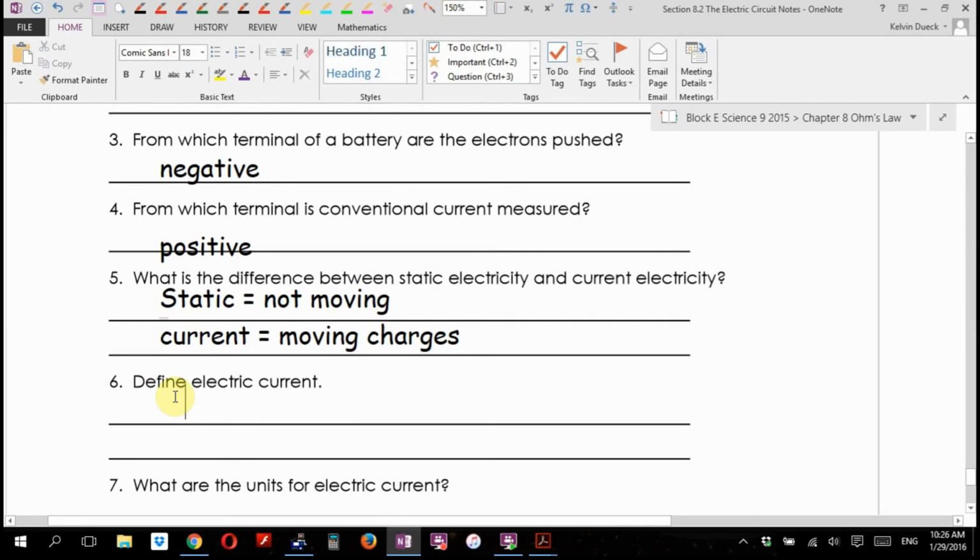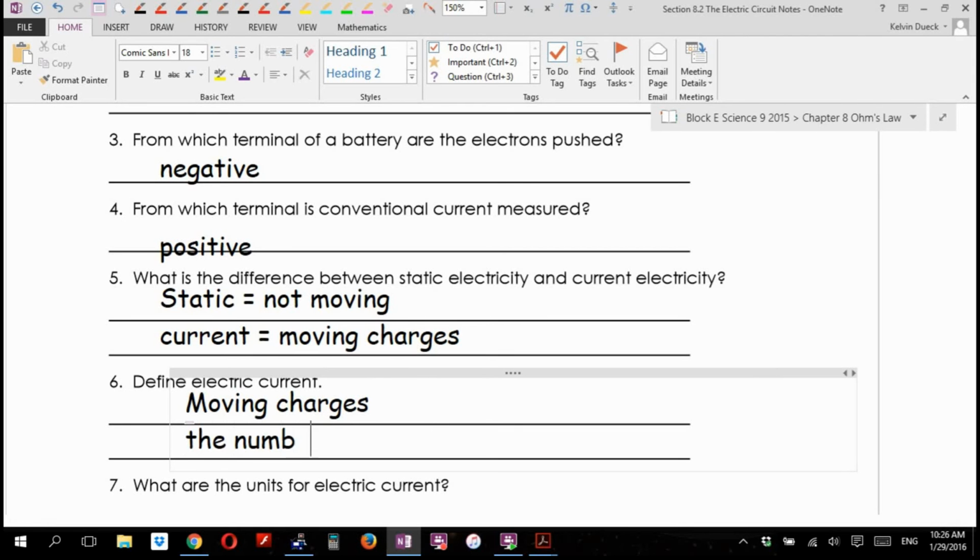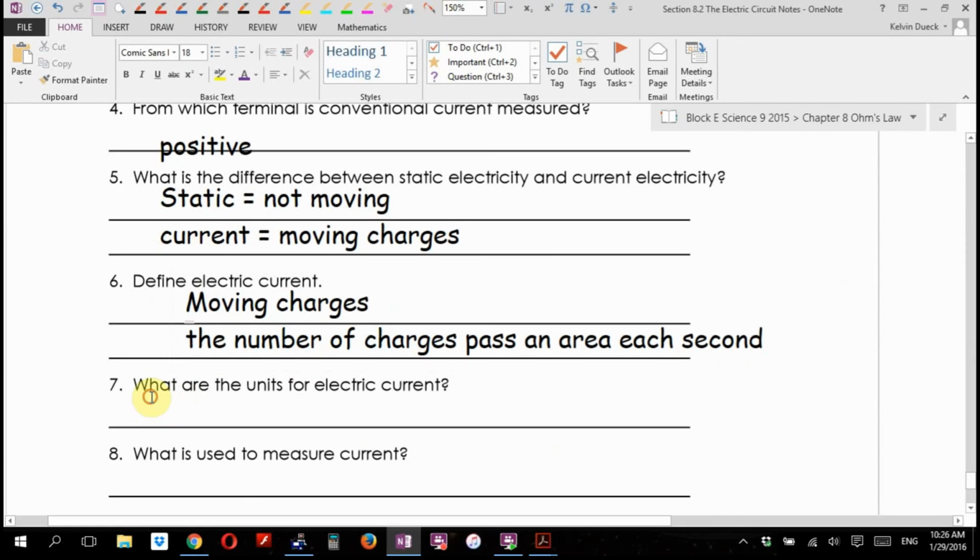What is electric current? Someone who hasn't won a Timbit yet. Okay. A really short definition would be moving charges, but if you wanted to give me the mathematical definition, it's the number of charges passing an area each second. In fact, amps is actually measured in coulombs per second. It's how many coulombs of charge come by an area per second. But yeah, current is moving charges. It's the difference between static electricity and current electricity. Okay, Timbit for you. Someone who hasn't won a Timbit yet, what are the units?